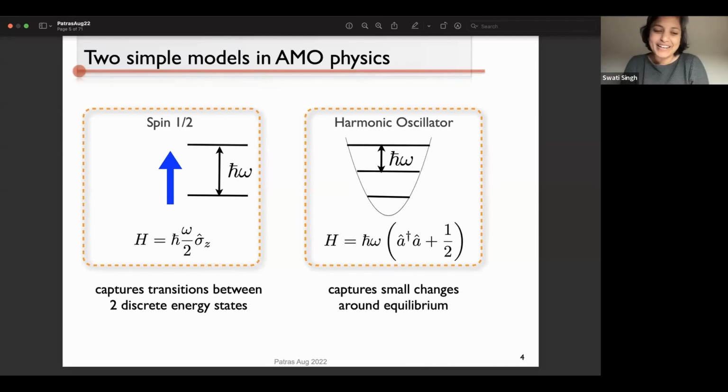They show up in a wide variety of situations. Spin one halves, or spins in general, capture transitions and coherences between energy states. Harmonic oscillators capture small changes around equilibrium, and these are situations that arise a lot in physics. So we also use these to measure really weak signals a lot.